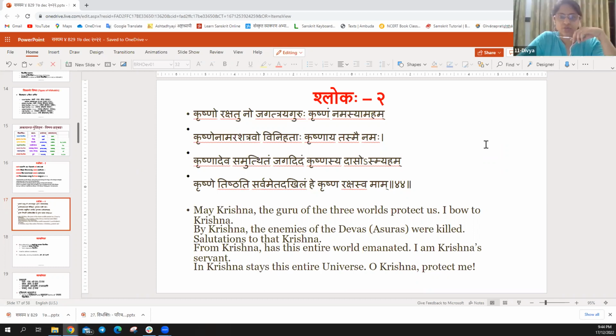May Krishna, the Guru of the three worlds, protect us. I bow to Krishna. By Krishna, the enemies of the Devas, the Asuras, were killed. Salutations to that Krishna. From Krishna has this entire world emanated. I am Krishna's servant. In Krishna stays this entire universe. O Krishna, protect me. Yeah, it's the same thing. So this is from Mukundamala Stotram. If you know Mukundamala Stotram, you will know this.